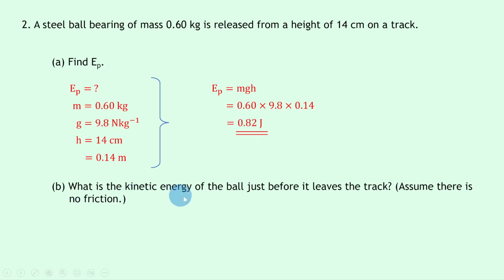Part B says what is the kinetic energy of the ball just before it leaves the track? Assume there is no friction.